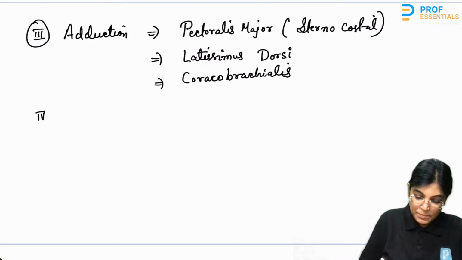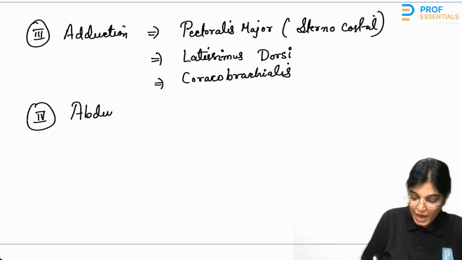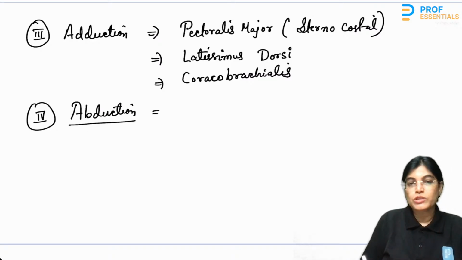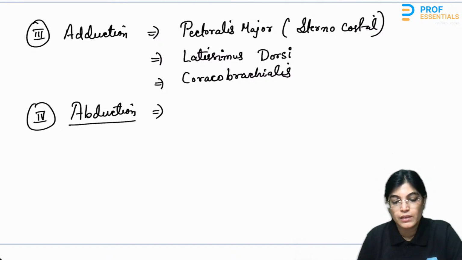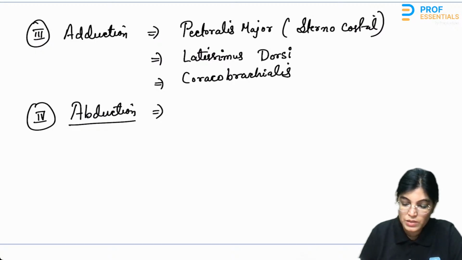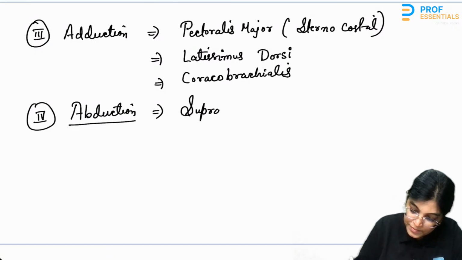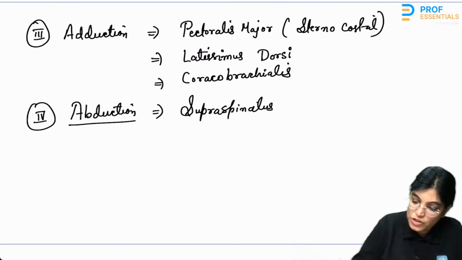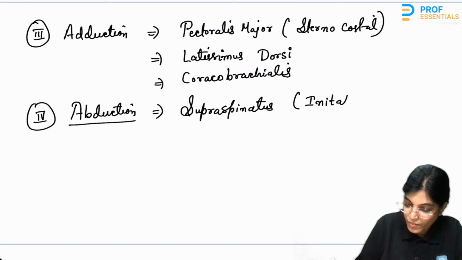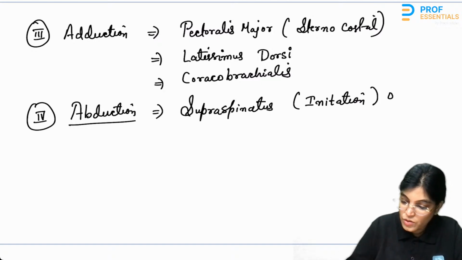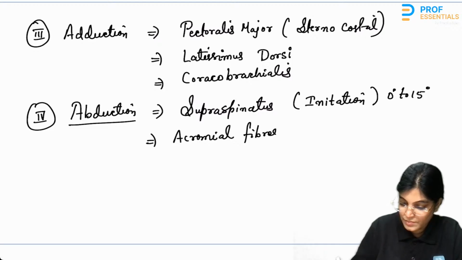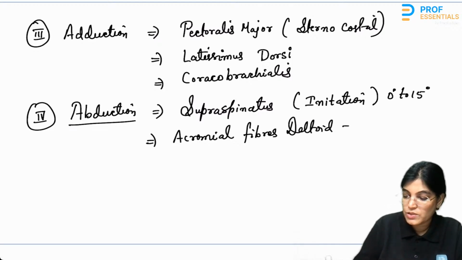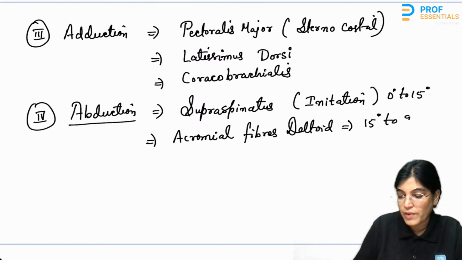Abduction. Actually, this is a prime movement, and many times an MCQ is asked from the topic of abduction of the shoulder joint, about which muscles are causing this action. There are multiple muscles performing abduction. This is done by the supraspinatus. This muscle causes initiation of abduction, that is 0 to 15 degrees approximately. And the acromial fibers of the deltoid muscle are the prime abductor, causing 15 to 90 degrees of abduction.